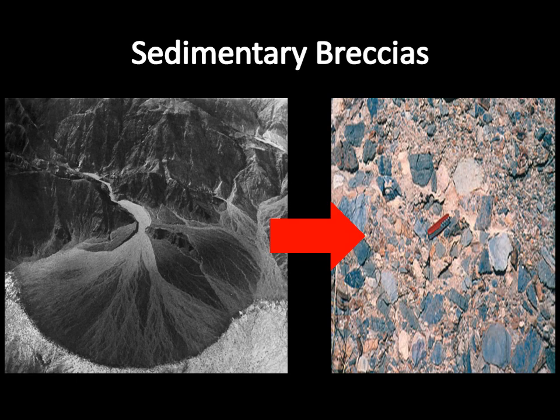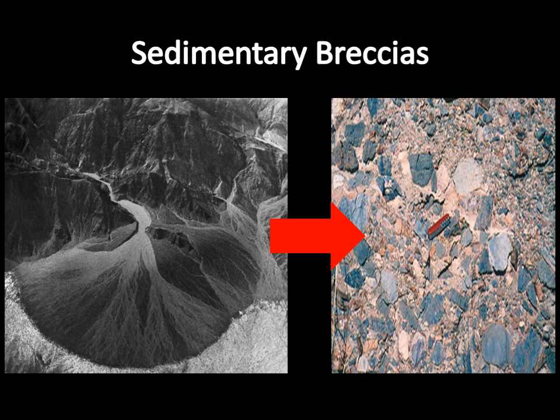The photo on the right shows a sedimentary breccia. Sedimentary breccias are poorly sorted and have angular clasts, indicating that they haven't traveled very far. If we look at the photo, we can see that the clasts are pretty angular and jagged, and sorting is not present. It's just kind of a jumbled mess.